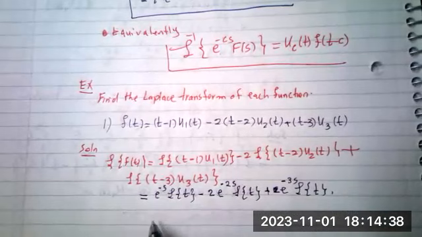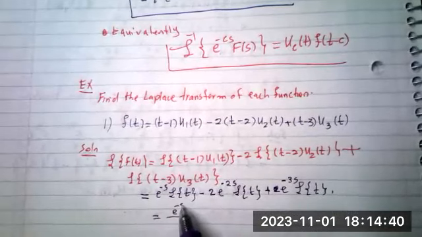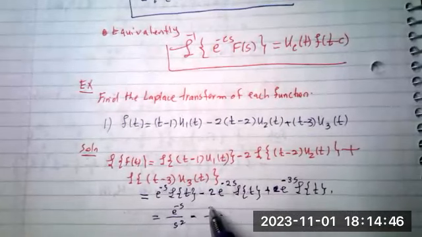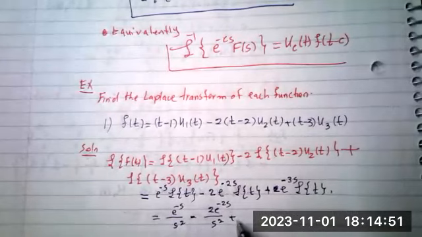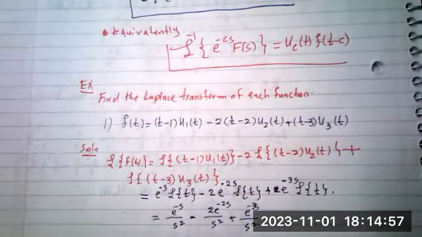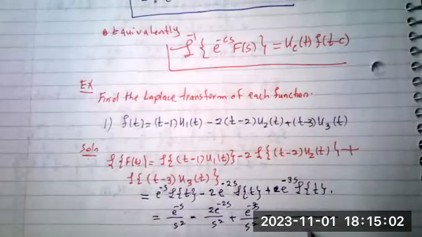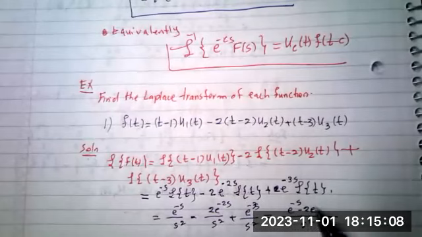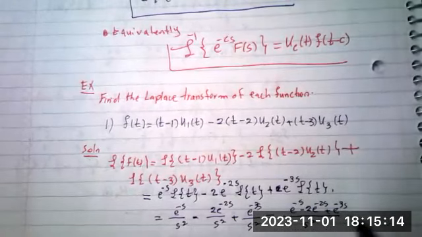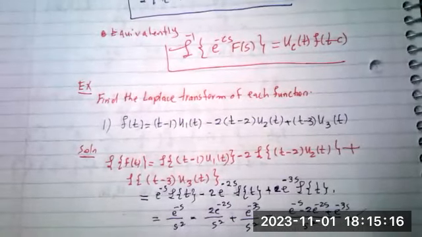Now we find the Laplace of t. So the first one is e to the negative s over s squared, because that's the Laplace of t, minus 2e to the negative 2s over s squared, plus e to the negative 3s over s squared. That's the final answer. Because all of them have s squared, you may write it as 1 over s squared times (e to the negative s minus 2e to the negative 2s plus e to the negative 3s). So that would be the Laplace transform of the given function.